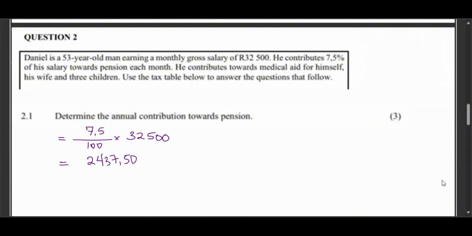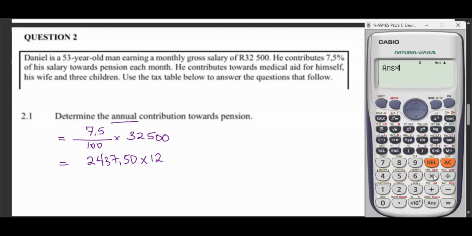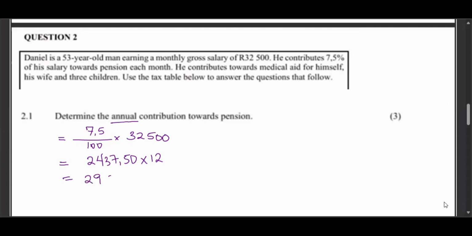50 cents. But now there's a word called annual. That means throughout the year. What are we going to do? We shall multiply by 12. Remember, you have not yet removed your answer from the calculator. All you do here is say multiplied by 12. And the answer becomes 29,250. This is the amount he pays in pension.